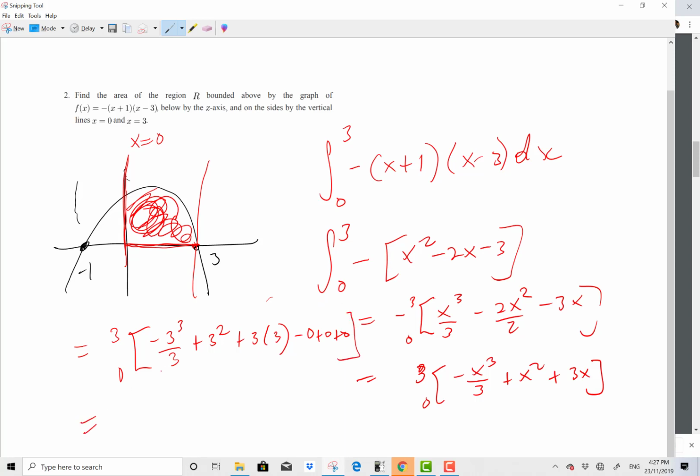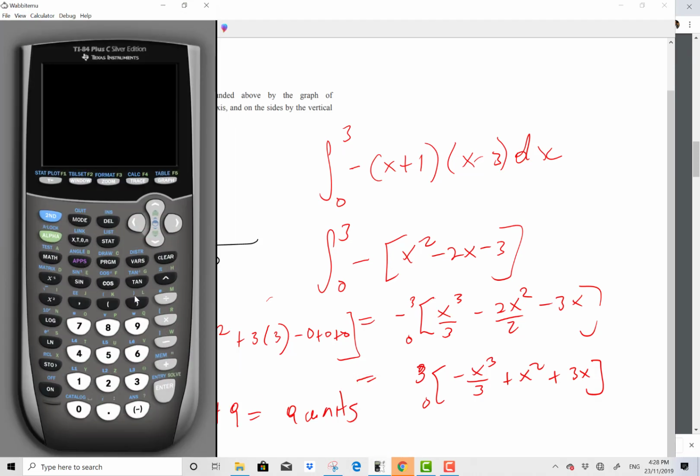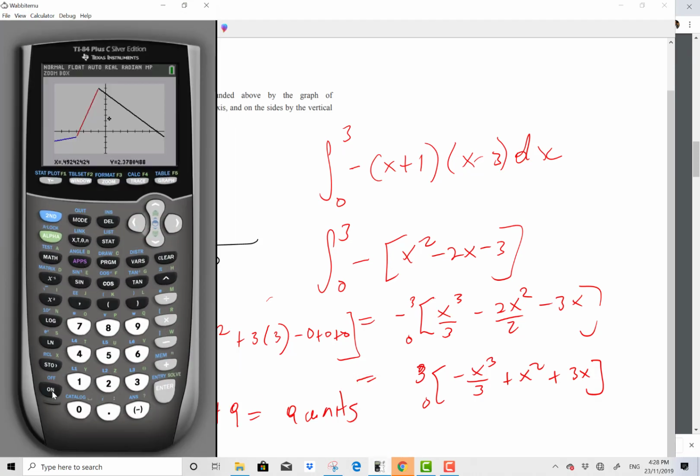So my result here is going to be negative 9 plus 9 plus 9, which equates to 9 units. Now I could actually do this integral very fast on the calculator. If I pull my calculator up, I hit math on the TI-84, scroll down real quick to number 9, and hit enter. That's going to be my integral.